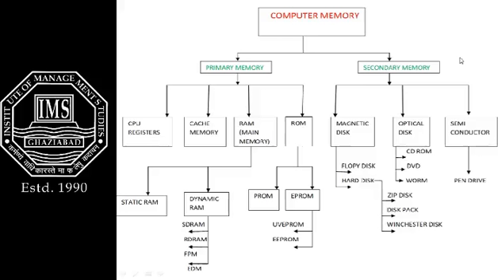Secondary memory is divided into magnetic disk, optical disk, and semiconductor disk. For example, we can see the pen drive, DVDs, hard disk, zip disk, disk pack, Winchester disk, floppy disk, etc. These are all secondary types of memory.